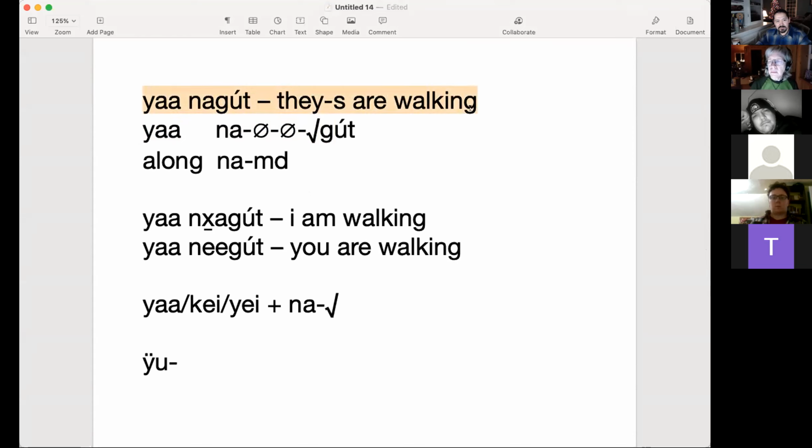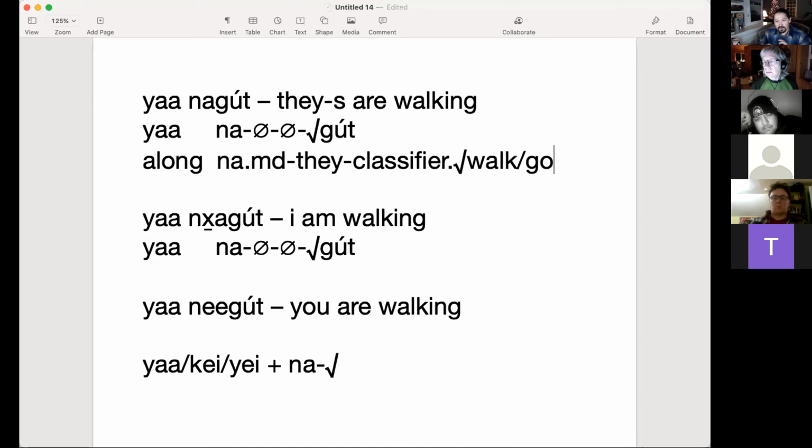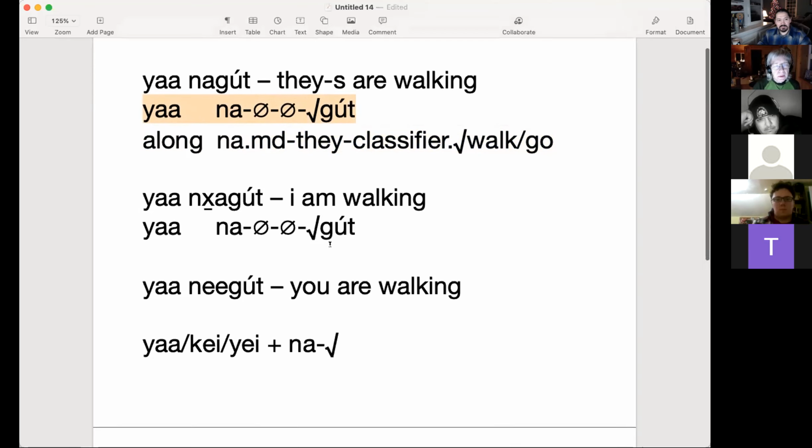So these three, oops, let me put them back together. We had yanagut, yanchagut, and if we did the same thing here, oh, I didn't finish. This is the subject, so that's a singular they. And then this is the classifier. And then walk or go. So it's the different pieces that you have, right? And all these pieces smash together. And so all these things are all the same meaning.